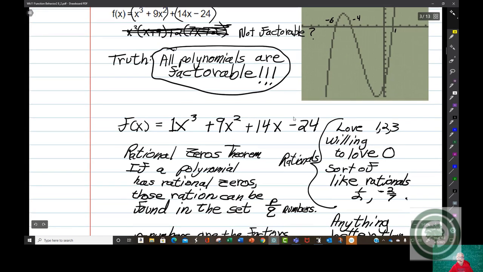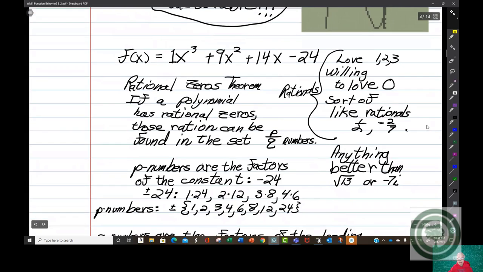Okay. So then we proceeded to go through a new method of factoring polynomials, and that is to look for the rational zeros first. Rational zeros are whole integers like 1, 2, and 3, or negative 1, negative 2, negative 3, even 0, or fractions. We don't love fractions, but they're better, right? They're better than square roots, cube roots, fourth roots, fifth roots, the irrational numbers. So these are okay, we'll settle for those.